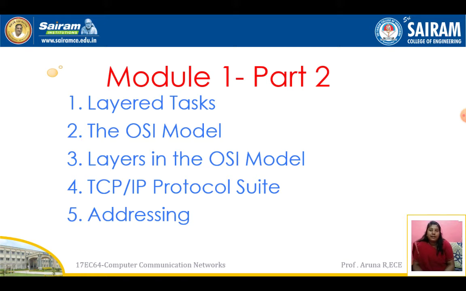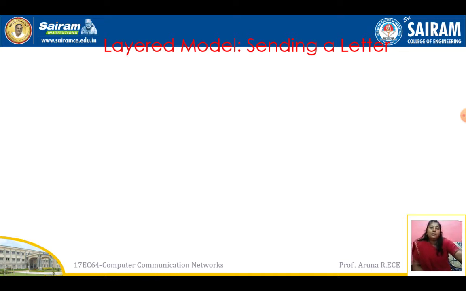In the first part, we are seeing what the layer task is, that is, how the information goes layer by layer. What is this layer task? The OSI model, layers in the OSI model, the TCP/IP protocol suite and addressing. These five major key points we will be discussing in part 2 of module 1, networking. So here we have seen the layered model.